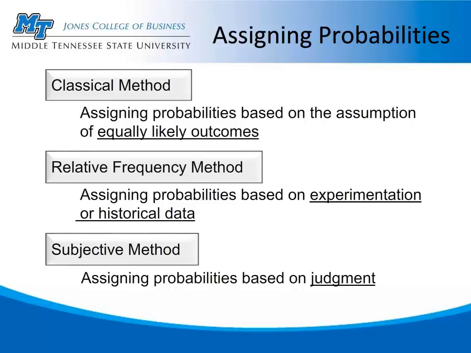Now the relative frequency method, you look at an experiment or you look at historical data. How many times has that particular outcome occurred in the past? And then you can divide it by the total number of possible outcomes to get the probability. The subjective method, well, we're assuming that all probabilities have to be between 0 and 1. So in your opinion, using your own judgment, what do you think is the likelihood of this particular outcome?